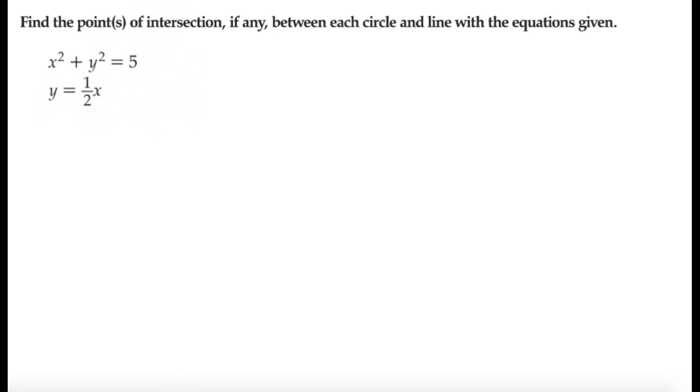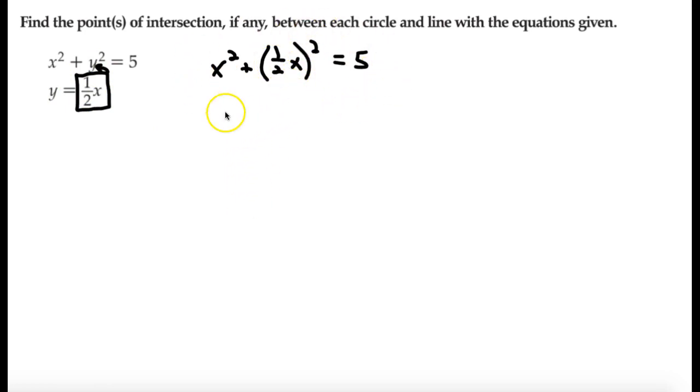So, to use substitution, we need to solve one of the equations for one of the variables. This line is already solved for y. So what I'm going to do is take this 1/2 x and plug it in place of y in the other equation. So that's going to look like this. I'm going to have x squared plus 1/2 x squared equals 5. Okay, I'm just replacing that y with what I know y is equal to down here, 1/2 x.